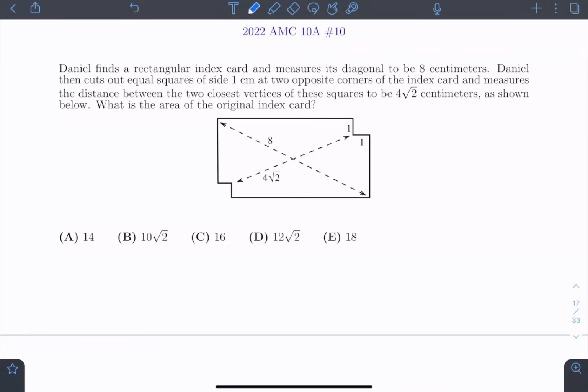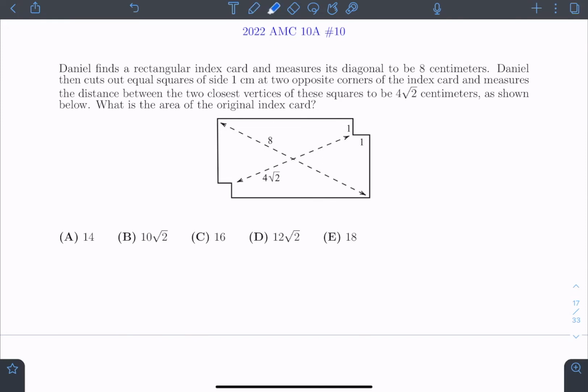Daniel finds a rectangular index card and measures its diagonal to be 8 centimeters. Daniel then cuts out equal squares of side 1 centimeter at 2 opposite corners of the index card and measures the distance between the 2 closest vertices of these squares to be 4√2 centimeters, as shown below. What is the area of the index card?